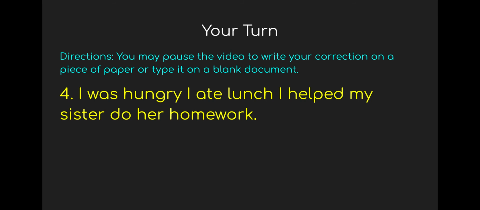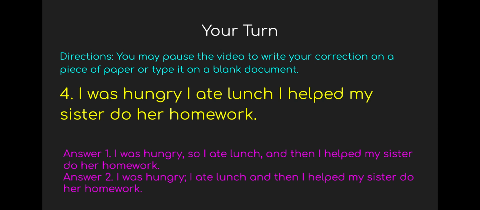Number four, I was hungry, I ate lunch. I helped my sister do her homework. Okay, pause it if you're not ready. Two options. Number one, I was hungry, comma, so I ate lunch, comma, and then I helped my sister do her homework. An alternative, I was hungry, semicolon. I ate lunch and then I helped my sister do her homework.